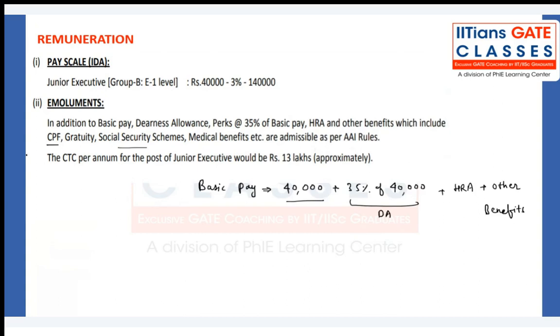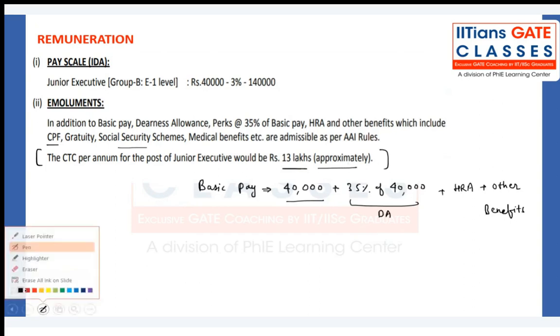Overall, the last line is very important. The CTC will be approximately 13 lakhs. 13 lakhs, guys. Right? So it is one of the good opportunities with high packages where you can apply for this particular post, right, guys?